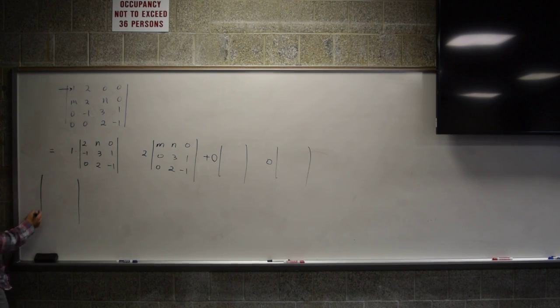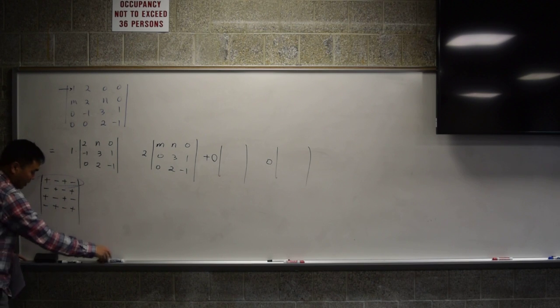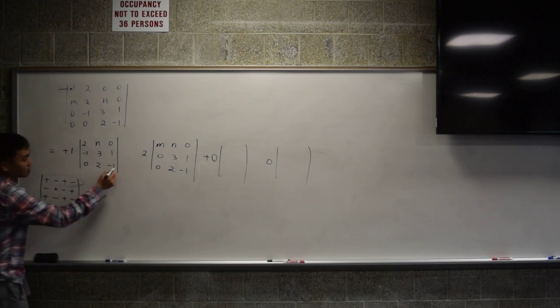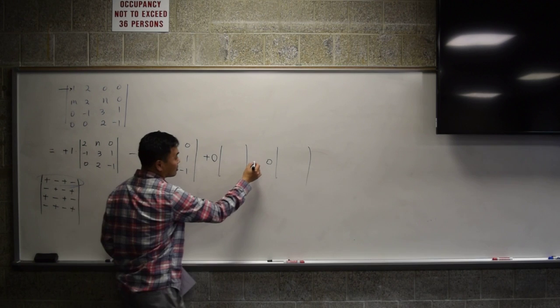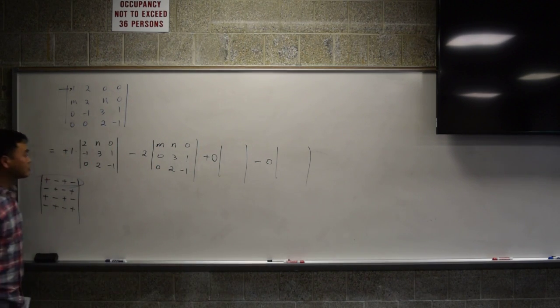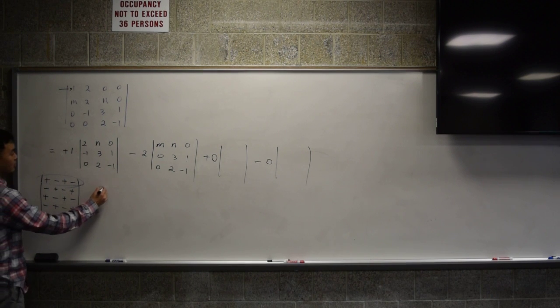checkerboard of signs, which always starts from plus. So the checkerboard of signs for 4 by 4 will look like this. And since we're expanding with respect to the first row, when you apply the signs, it should be plus, minus, plus, and minus. Okay. Now let's continue on.